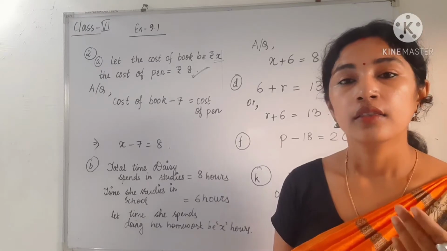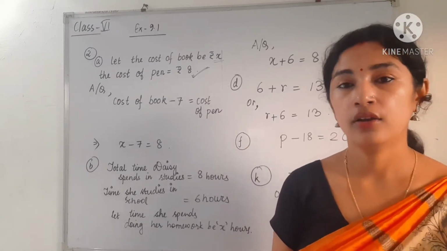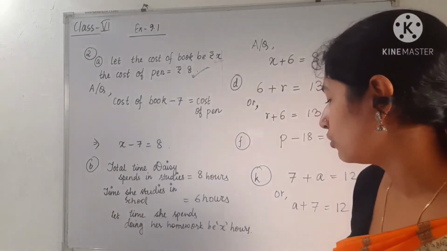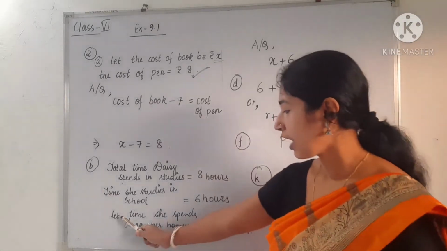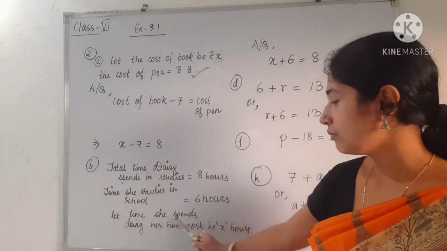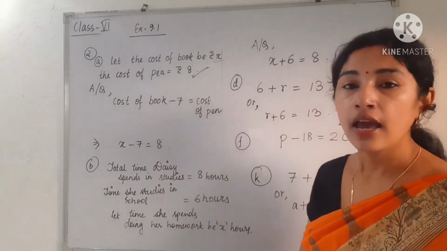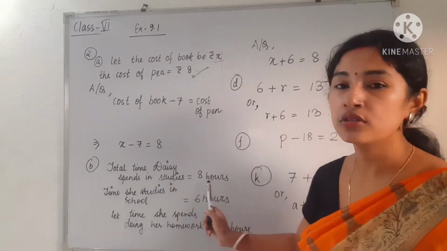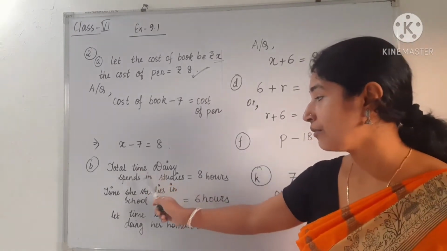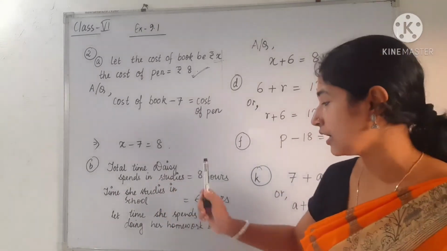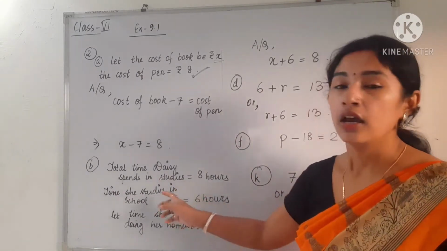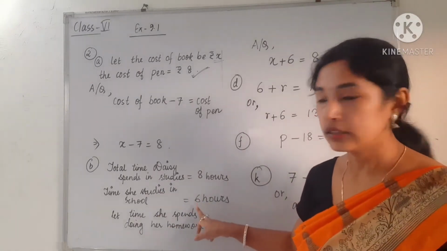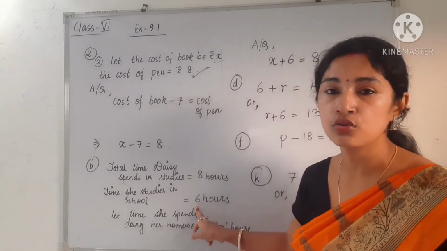See here, the time taken by her to do her homework, that part is not given. So that part we have to take as x. Here, in the third line, I have written: let the time she spends doing her homework be x hours. The total time spent by her is already given, that is 8 hours, and the time she studies in school is 6 hours.